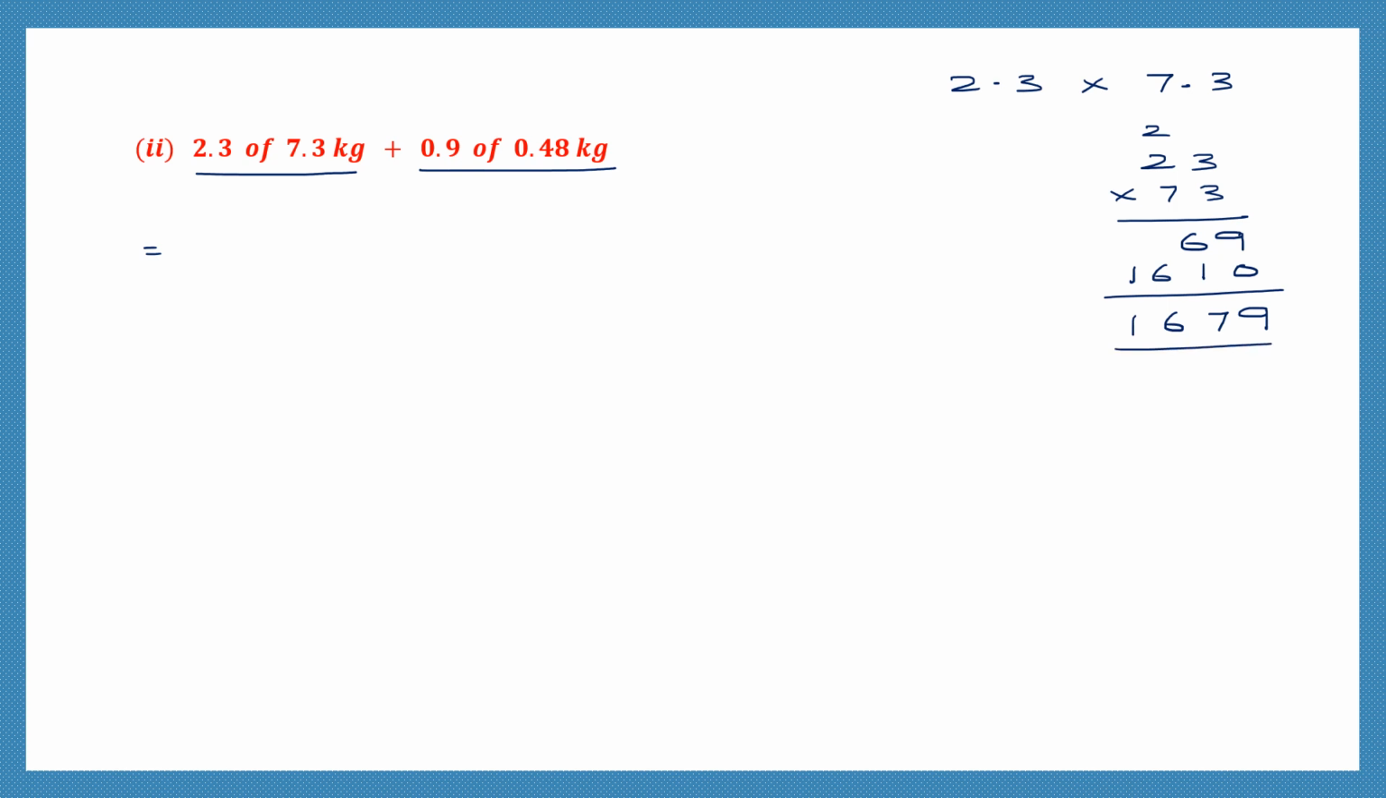Now in the question, let's check the number of decimal places. 1 plus 1, there are 2. So our answer also should have 2, moving from the right to the left, 1, 2, 16.79. So this is 16.79 kilograms plus, let's work out the other one.